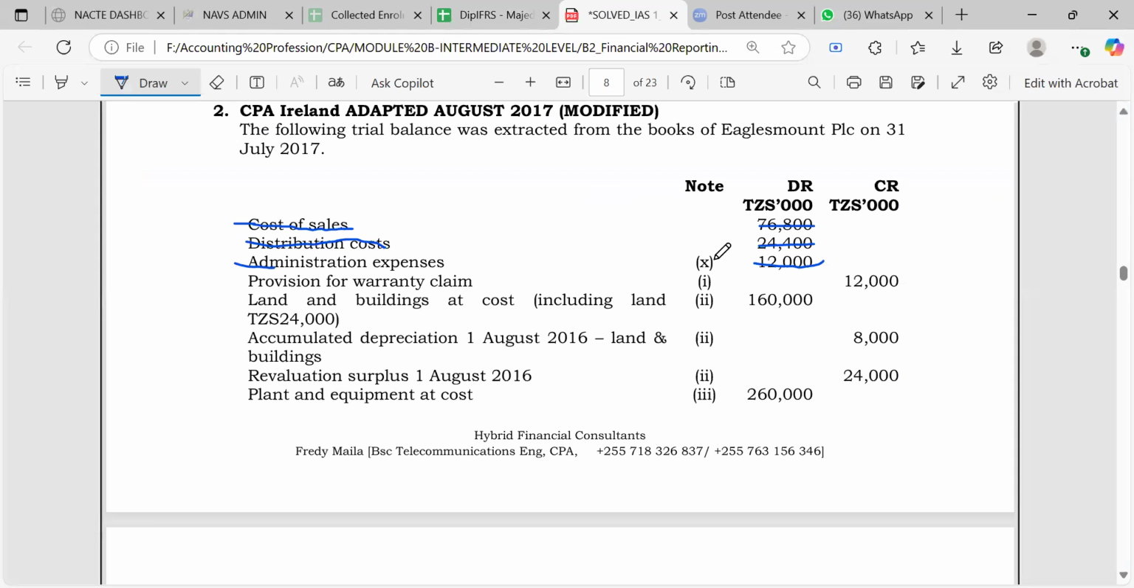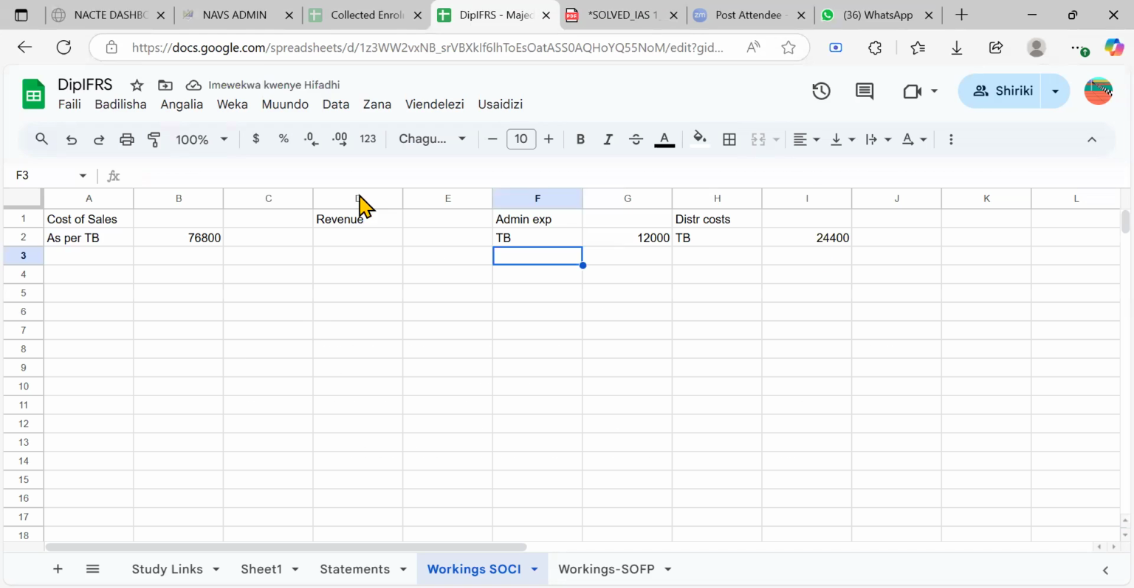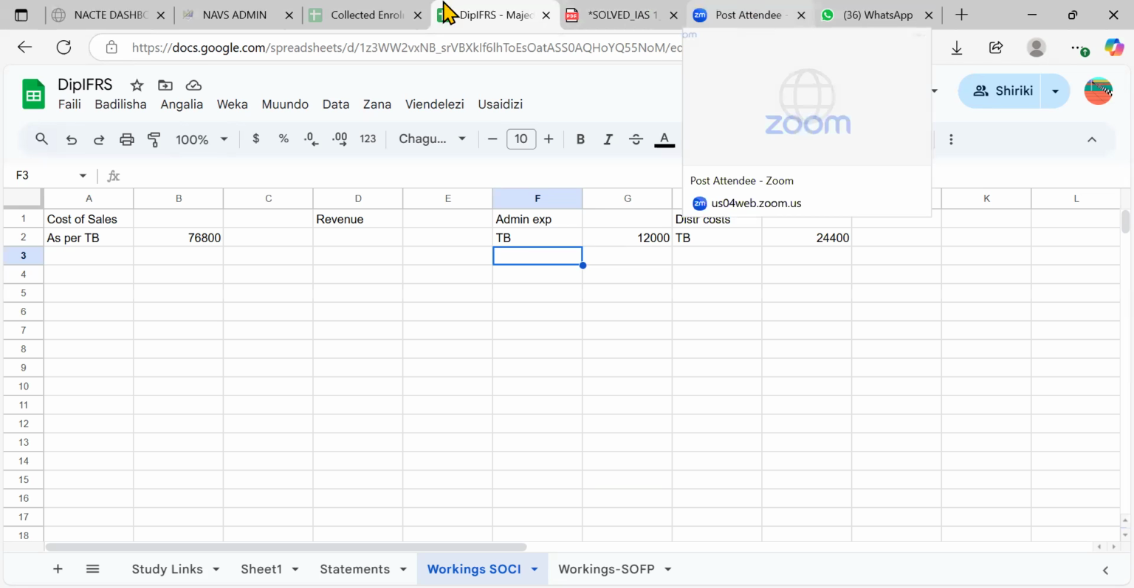Even on these ones, you shouldn't trust something in an exam. It may seem like distribution is over, but maybe you may have to add something else later. Remember, I've limited the number of line items that we'll use in these workings. So whatever remains, like depreciation, you will have to put it there. That's why I've done that.